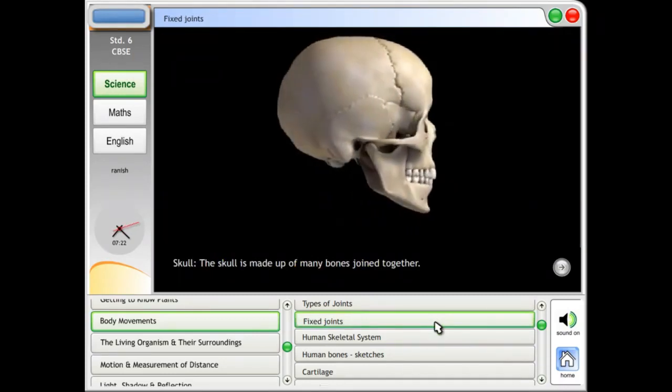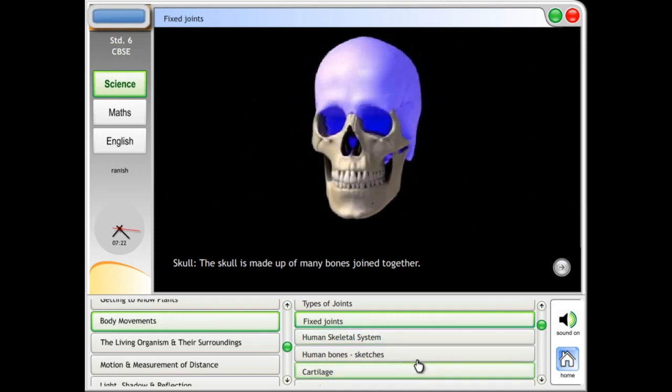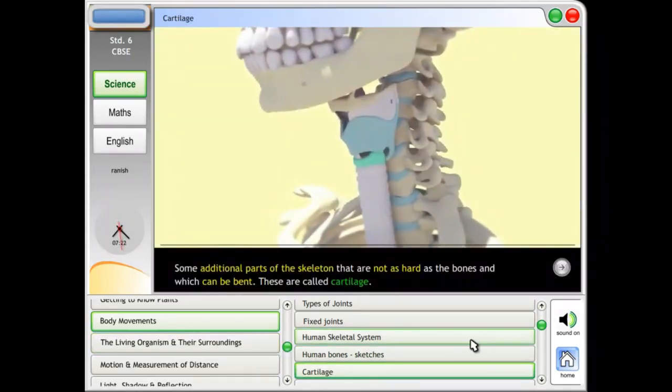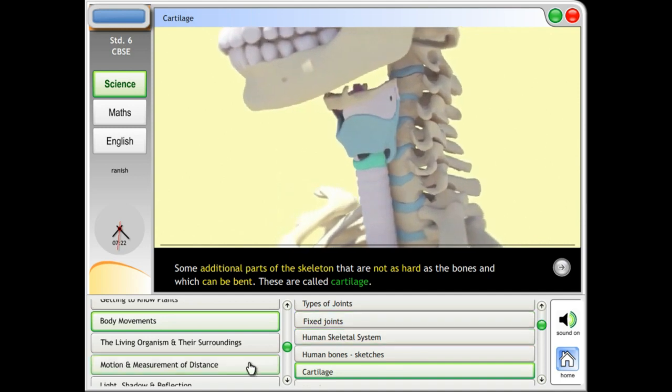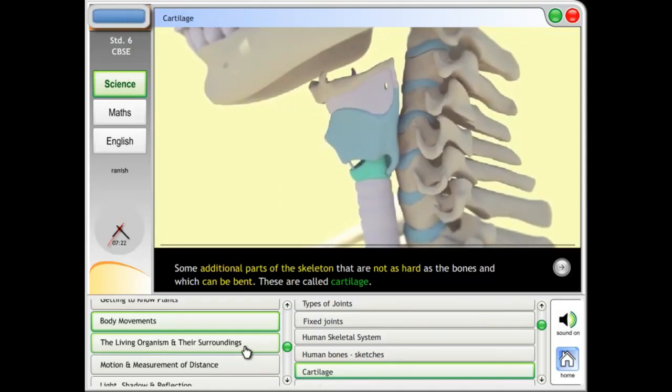Fixed joints. Skull. The skull is made up of many bones joined together. Bones. Babies have over 300 bones, but many fuse together as they grow, so adults have just 206. Cartilage. Some additional parts of the skeleton that are not as hard as the bones, and which can be bent, are called cartilage.